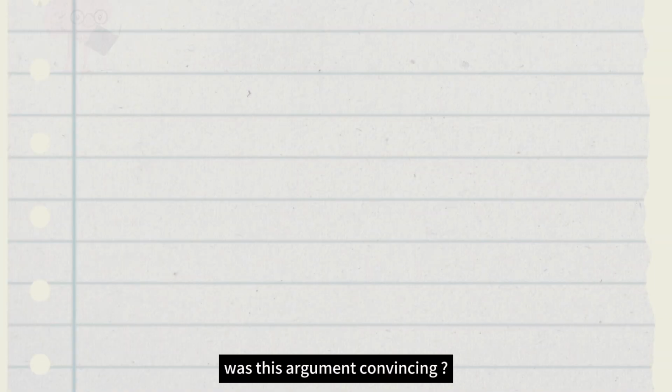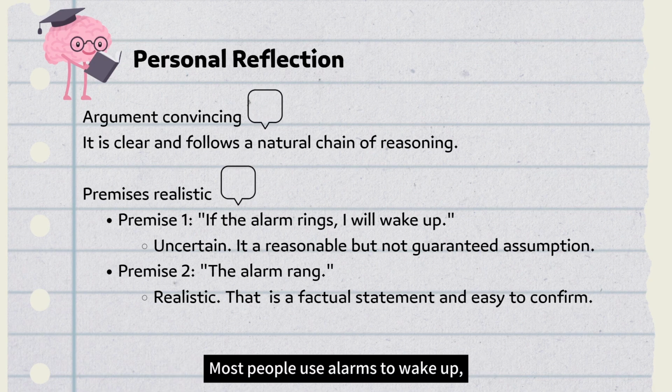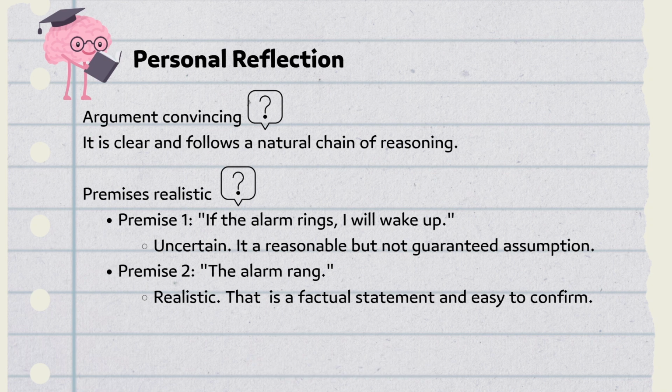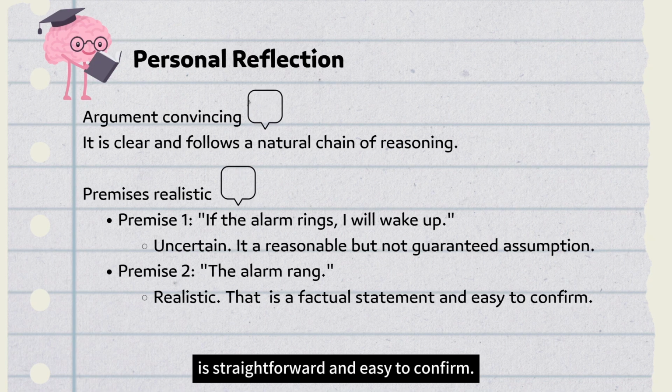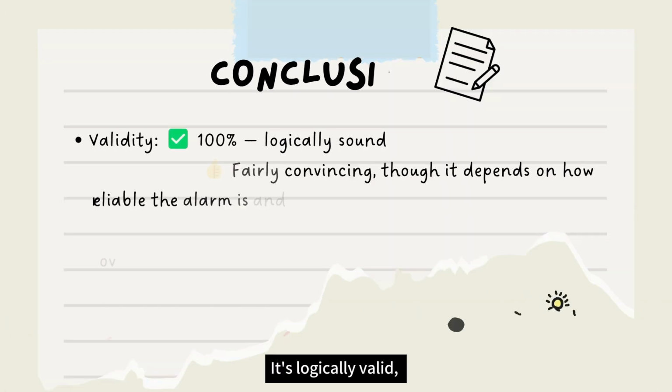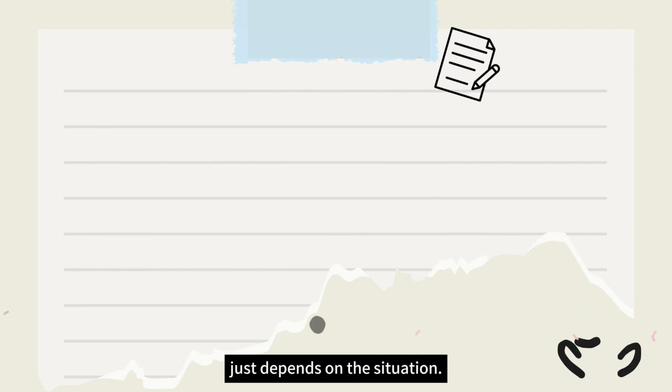Now, was this argument convincing? Yes, it makes sense and it follows everyday thinking. Most people use alarms to wake up, so the logic feels natural. But are the premises realistic? The first one, if the alarm rings, I will wake up, is usually true but not always. Some people sleep through alarms. The second one, the alarm rang, is straightforward and easy to confirm. So overall, it's logical, valid, convincing, and mostly realistic. It just depends on the situation.